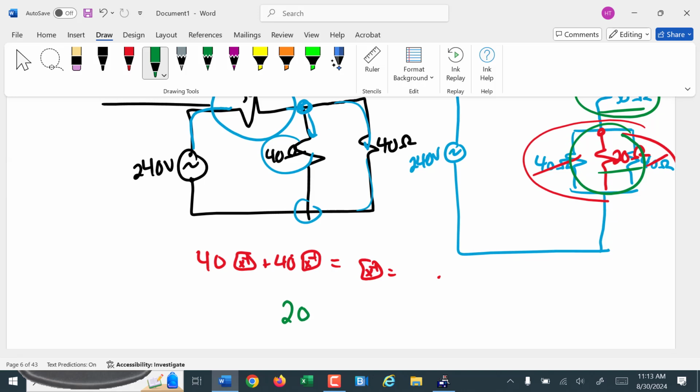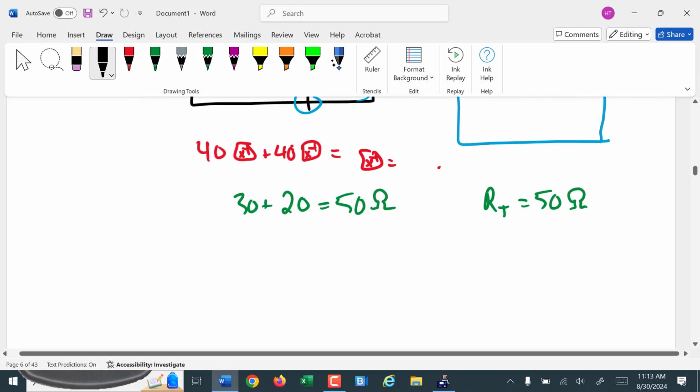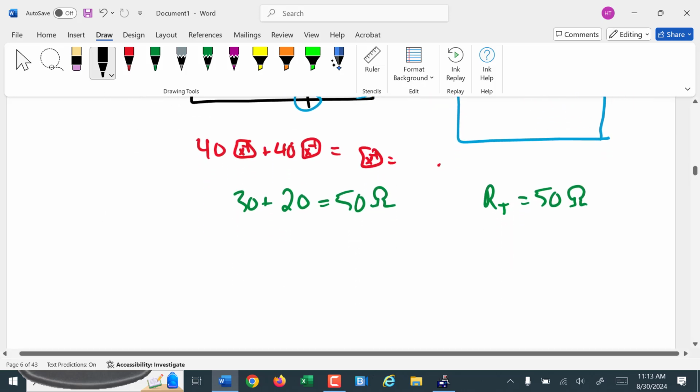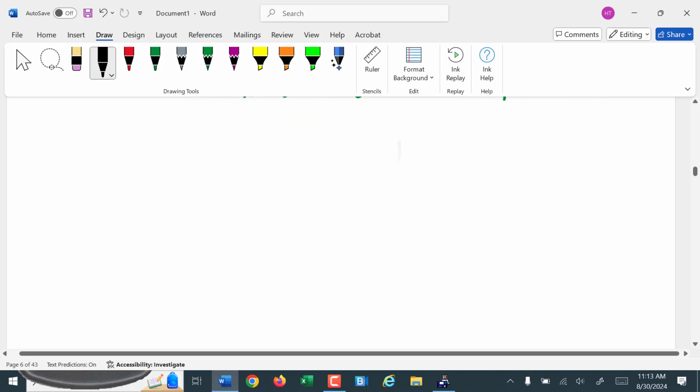Now what is left is just that equivalent resistor and the 30 ohm resistor, and are they in series or parallel? They're in series. So how do I combine them? I simply add them. 30 plus 20 gives me 50 ohms. That is my total resistance.